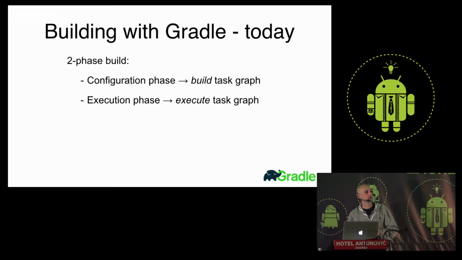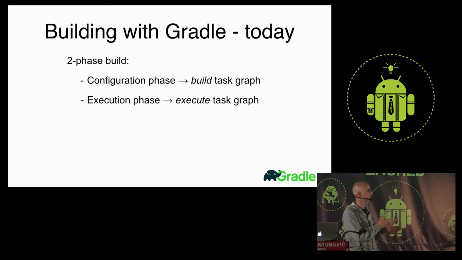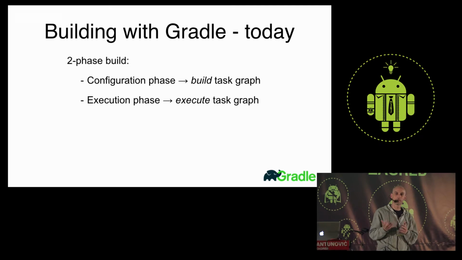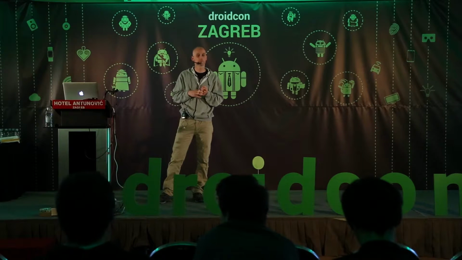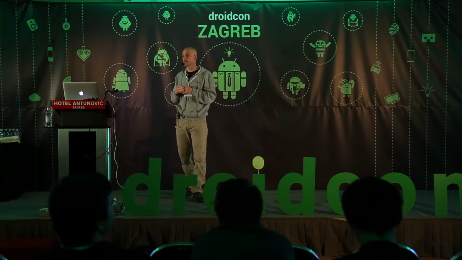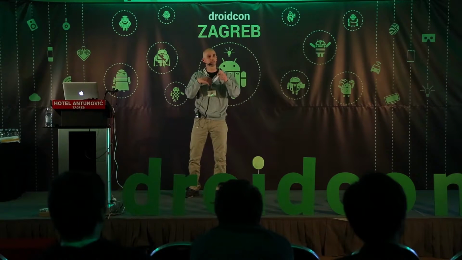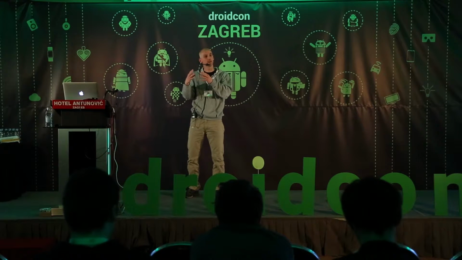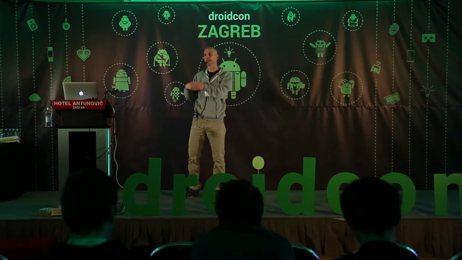So if you look at the Gradle build today, how it's working, it's basically two phases. You have a configuration phase and you have an execution phase. Is everybody familiar with those two phases? Yeah, so some people seem to be. Okay, so basically in the configuration phase, your build is parsed, it's interpreted, and a task graph is built. And in the execution phase, those tasks are executed. Right, so it's like a preparation phase, and then once everything's prepared, things are executed.